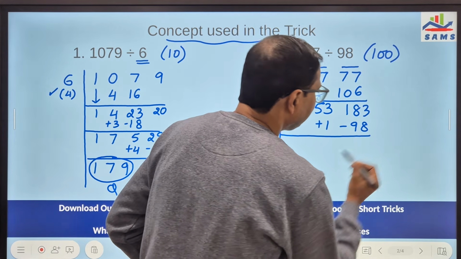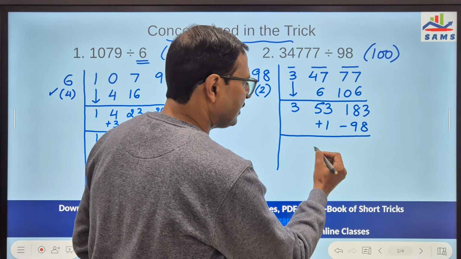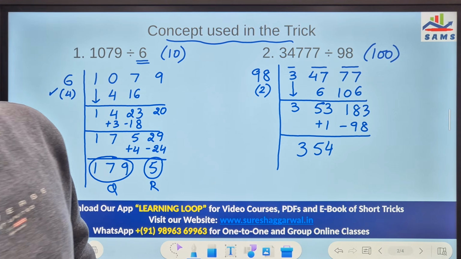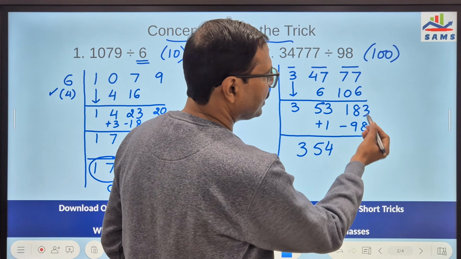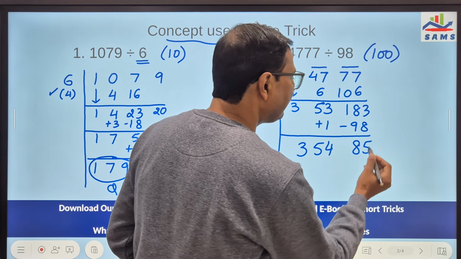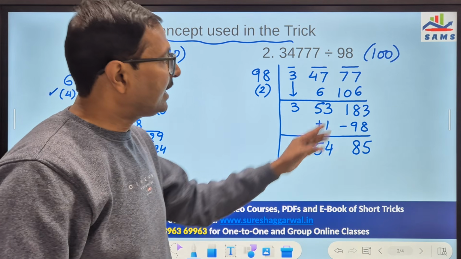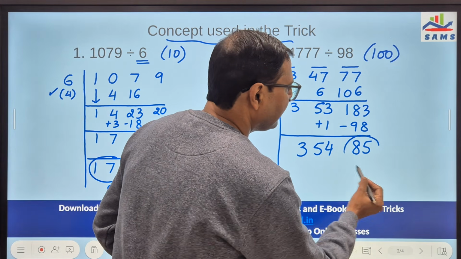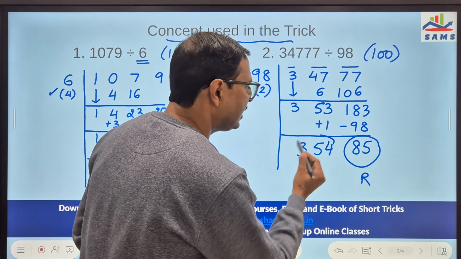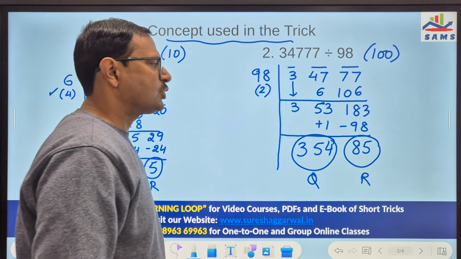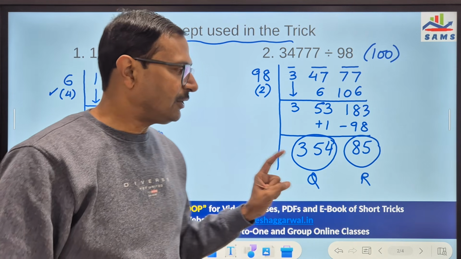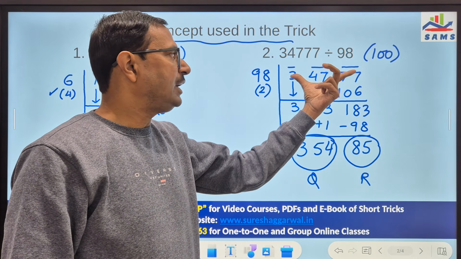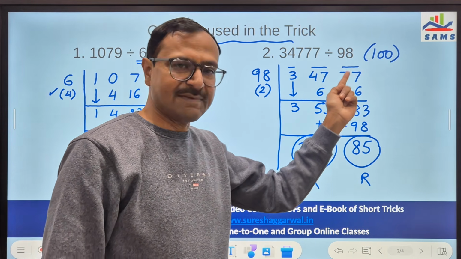So what will I get here? This becomes 54 obviously, and this is 3, so 354, and when I subtract these two, I get 2 plus 83, 85, and 85 definitely is smaller than 98, and I don't have any more pairs to deal with here, so I get my final answer. This 85 is actually the remainder, and 354 becomes the quotient. So you can try using the division algorithm whether it works or not. 98 times the quotient plus the remainder should give you the dividend, that is 34777.